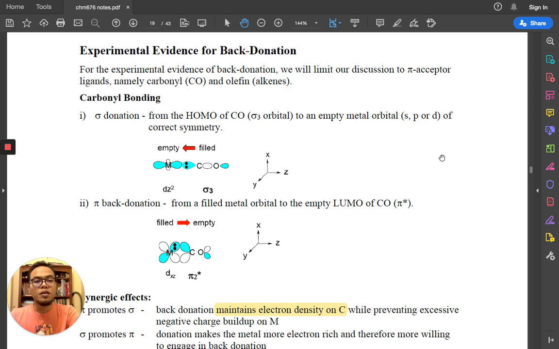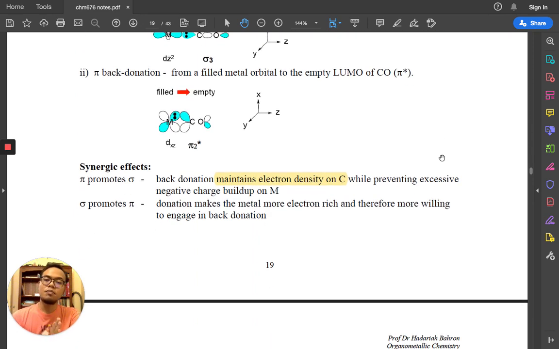Now, if you still remember, we have talked about synergic effects, that pi promotes sigma and sigma promotes pi. The same thing is happening here. Pi promotes sigma, meaning back donation maintains electron density on carbon while preventing excessive negative charge build-up on the metal. What does it mean? Remember, I told you that your metal is electropositive in nature. By hook or by crook, your metal needs to stay electropositive at all times. So how does this occur? You will do some back donation, meaning your electrons from the metal will be donated back to the carbon. By having done this, your metal will stay electropositive, preventing negative charge on the metal, and at the same time we are maintaining the electron density on the carbon.